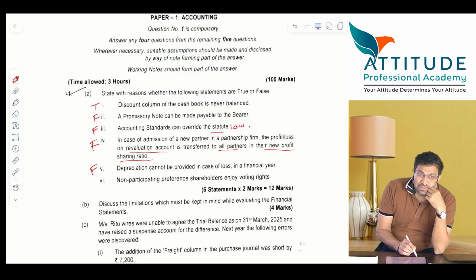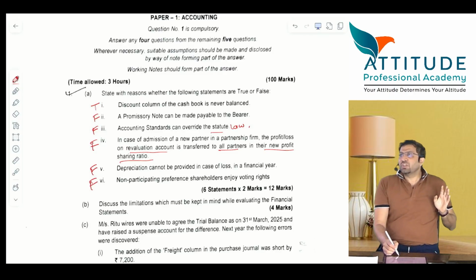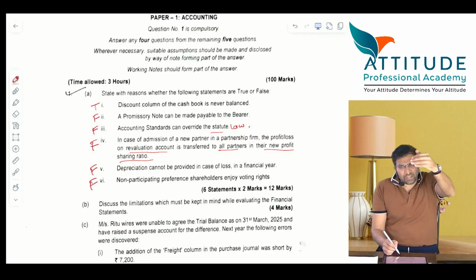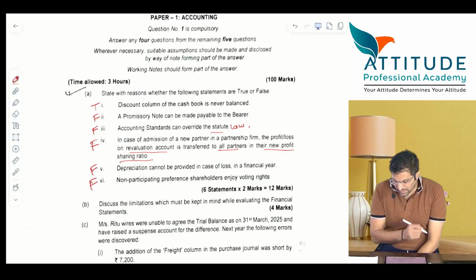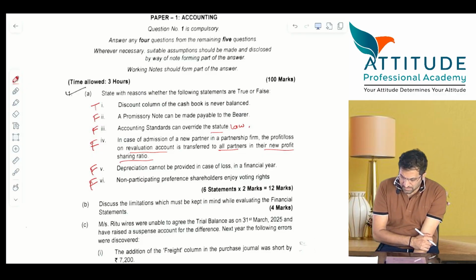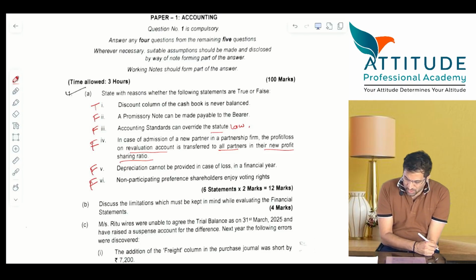Correct? Next. Non-participating preference shareholders enjoy voting rights. False. Preference shareholders will never enjoy what? Voting rights. And non-participating means they don't participate in the profits, and they don't have voting rights also. Is that clear? Right there. False. Non-participating preference shareholders do not enjoy voting rights.